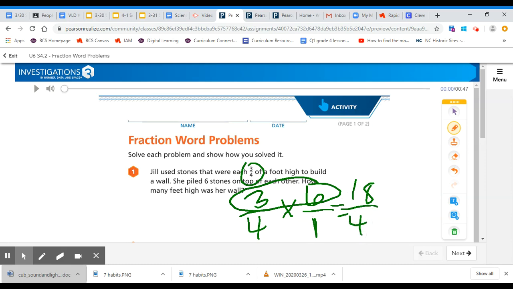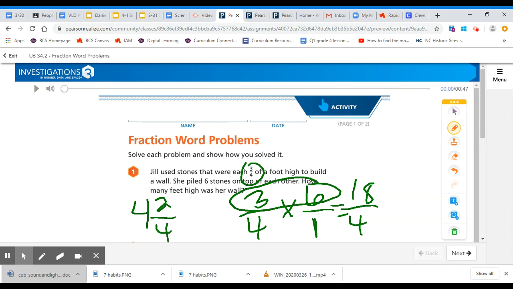Now we know that this is larger than 1 because 4/4 is 1, but how much larger than 1? So we've got 4/4, which is 1, 8/4 would be 2, 12/4 would be 3, 16/4 would be 4 wholes, and 20 over 4 would be 5 wholes. But we only have 18/4. So this would actually be 4 and 2/4, because we have 16 and 2/4.